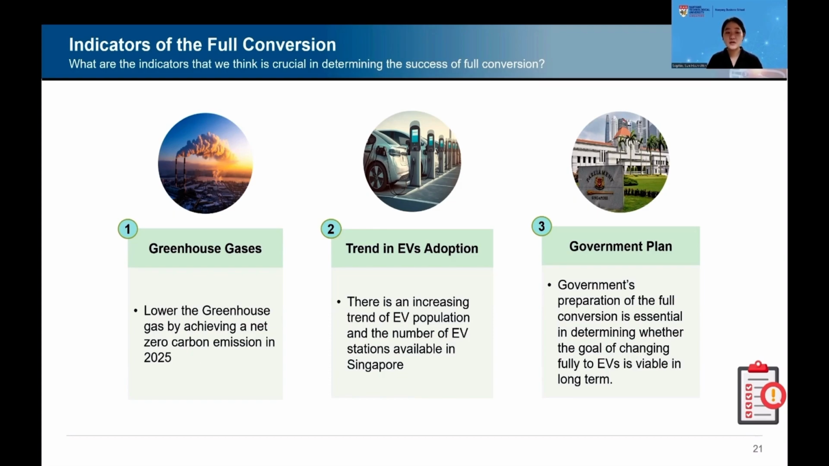Secondly, there is a clear increase in the trend of EV population and the number of EV stations available in Singapore. Thirdly, Singapore government's preparation of the full conversion is seen, as its plan is essential in determining whether the goal of changing fully to EVs is viable in the long term.